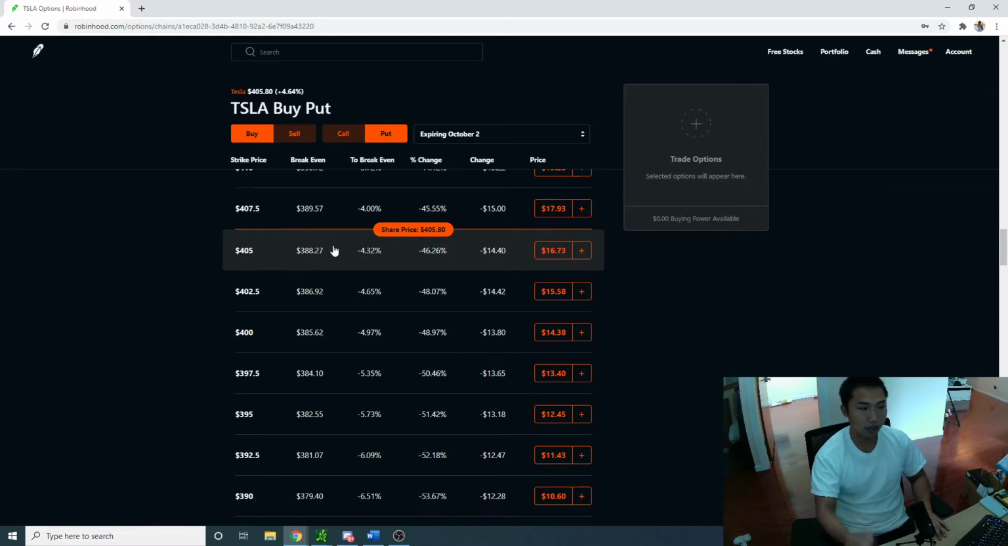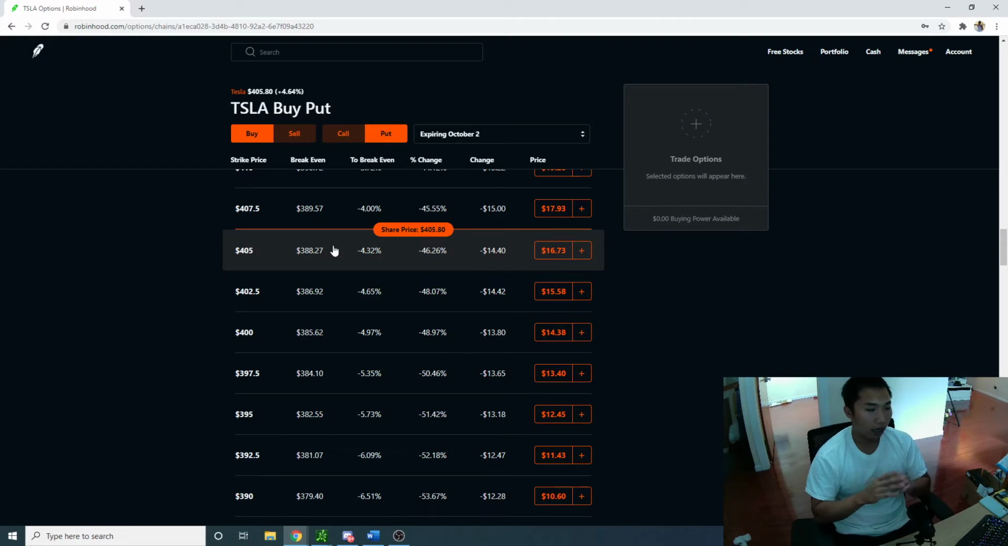So if the stock is 388.27 on the expiration date, you will basically be at a zero loss and a zero win scenario. Ultimately, you want it to go below that, obviously. So if it hits 370 or 350, 320, you would be at a profit if you do decide to exercise the option, or you could just sell the option itself.